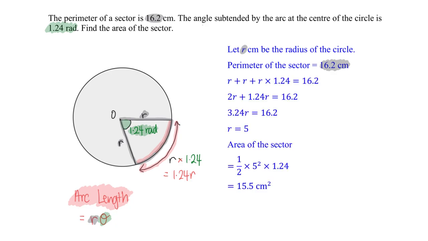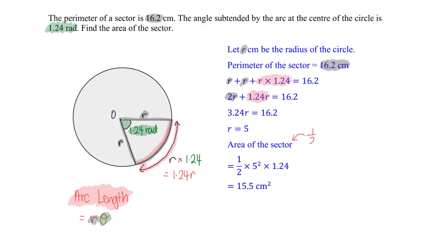I have my radius, and I have my arc length. So my arc length is 1.24 R. This is R plus R is 2R. So total 3.24 R, and after which 16.2 divided by 3.24, you will get the radius 5. And once I know 5, then all I have to do, I just need to apply the formula.